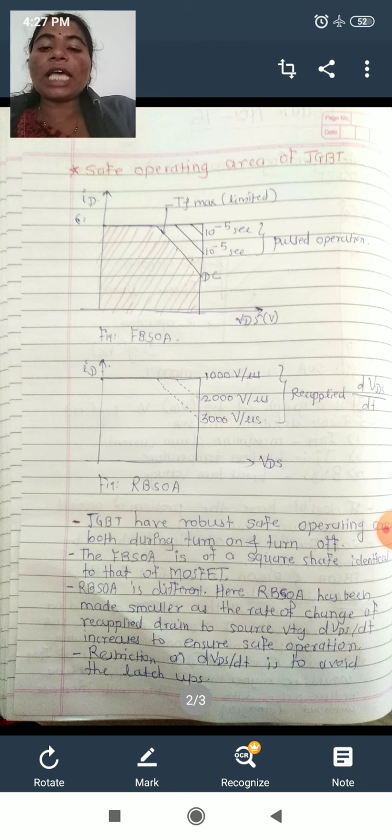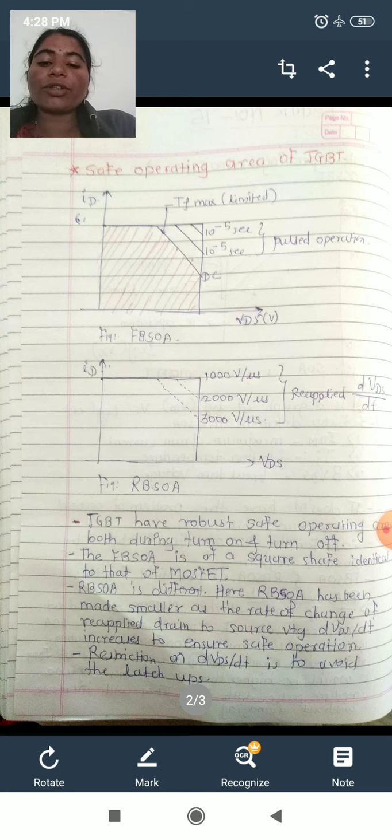Now this IGBT has a robust safe operating area both during turn on and turn off. The forward biased safe operating area is of a square shape and identical to that of the MOSFET. MOSFET is nothing but metal oxide semiconductor field effect transistor. Now this reverse biased safe operating area is different and it is made smaller as the rate of change of reapplied drain to source voltage, that is dVds by dt, increases, to ensure the safe operating area.